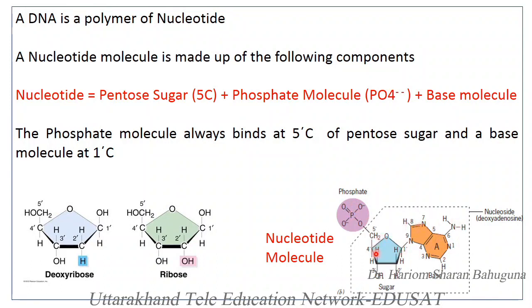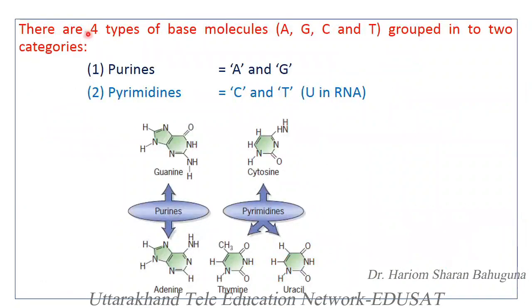Why is this a pentose sugar? Because it has only 5 carbons: first, second, third, fourth and fifth. Unlike hexose sugars such as glucose and fructose, where the molecule possesses 6 carbons, in pentose sugar there are only 5 carbon atoms. There are 4 types of base molecules: adenine, guanine, cytosine and thymine, and these base molecules are grouped into 2 categories.